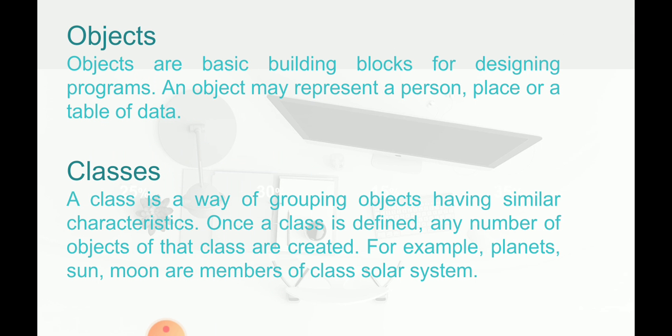What is an object? Objects are basic building blocks for the designing of programs. An object is a collection of data and associated member functions. So it is a collection of data members and member functions. An object may be a person or a place or a table, anything. Each object is identified by a unique name, and each object must be a member of a particular class. So this is very important. Each object is a member of a particular class.